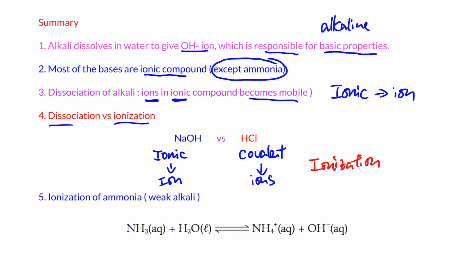And lastly, that will be the ionization of ammonia, which is a weak alkaline. This equation is very, very important, so do bear in mind. And in the process, it is a weak alkaline. Therefore, we have a reversible reaction, a reversible arrow for this as well. That's all for this video. Bye-bye.